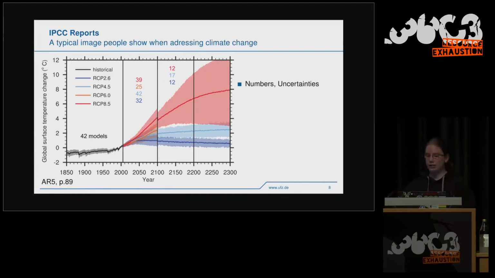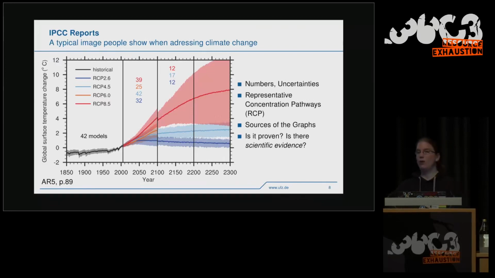I will explain all the numbers and everything about this graph, because it's a pretty important graph. First of all, I will tell you something about the numbers and uncertainties. The uncertainties are the transparent colors behind the lines. I will tell you something about the representative concentration pathways, short RCP, which is reflected in the colors of the lines. I will tell you something about the source of the graphs, so where do these graphs actually come from? So I will tell you something about the assessment reports.